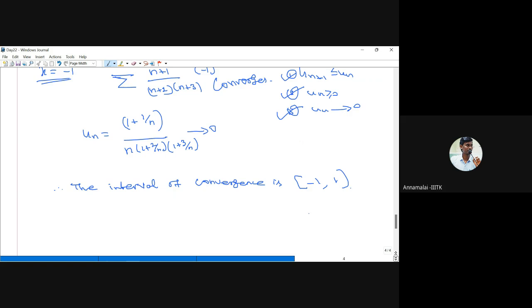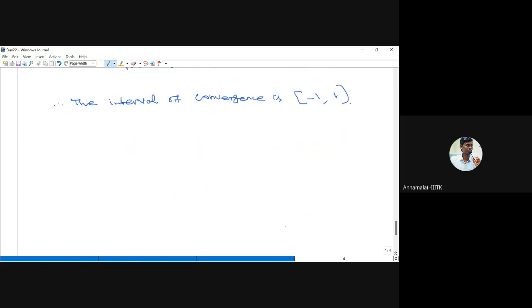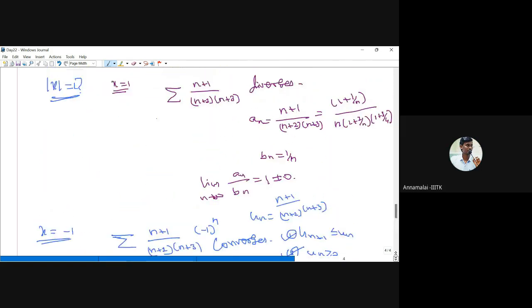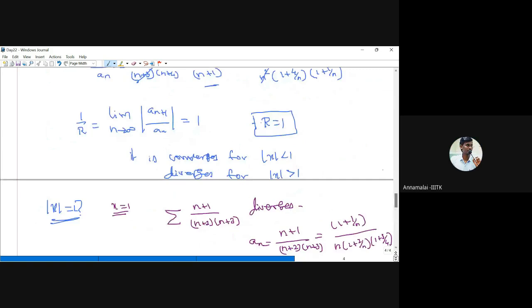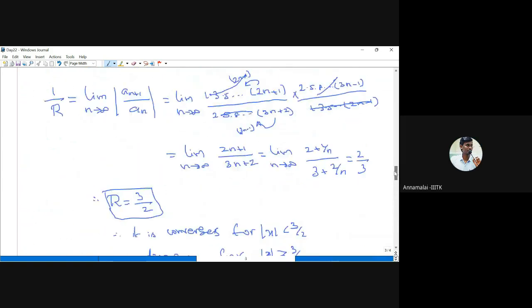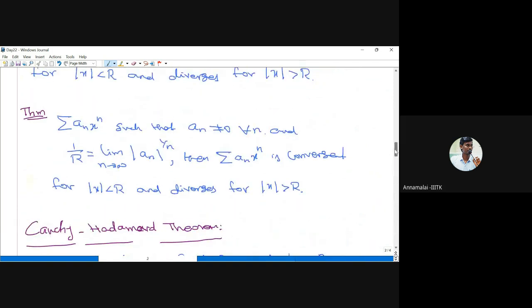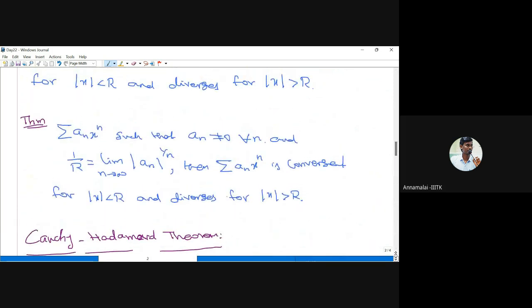Okay. Now we have some more theorems, very important theorems about absolute convergence. Why do we have to check that point? Because the theorem says modulus of x greater than r diverges, less than r converges. But the theorem does not say what happens for mod x equal to r. The theorem says only for points mod x less than r it converges, mod x greater than r it diverges. Then what about mod x equal to r? We have to check that point also. Okay, we have to check for all points whether the series converges or not.